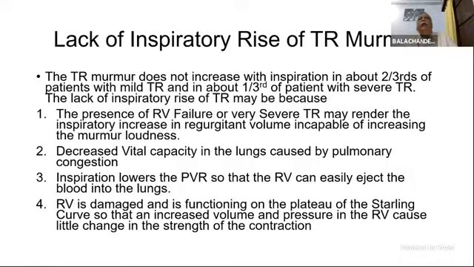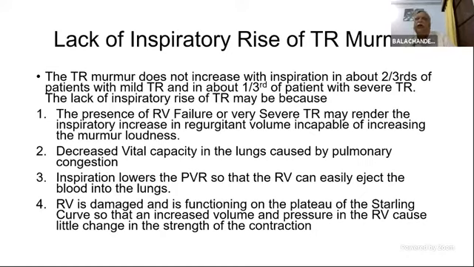Sometimes there is a lack of inspiratory rise of the TR murmur, and this is a very important sign because it helps you to grade the severity of tricuspid regurgitation. The presence of RV failure or severe tricuspid regurgitation will cause the inspiratory increase in regurgitant volume to be incapable of increasing the murmur loudness. Sometimes there is decreased vital capacity. Sometimes inspiration will lower the pulmonary vascular resistance so that the RV can easily eject the blood into the lungs, so you will not get the TR increasing. So these are the conditions where the inspiratory rise of the TR murmur does not occur.